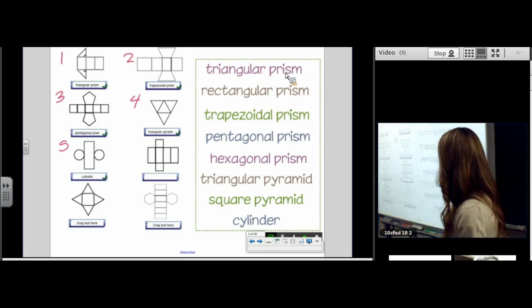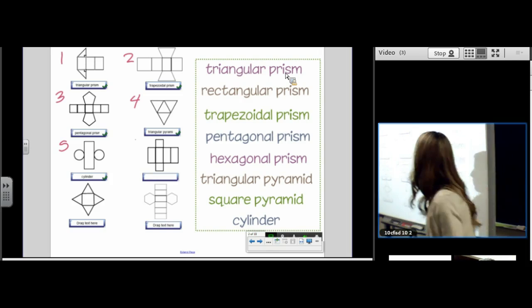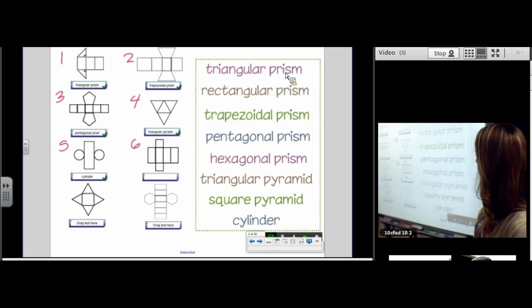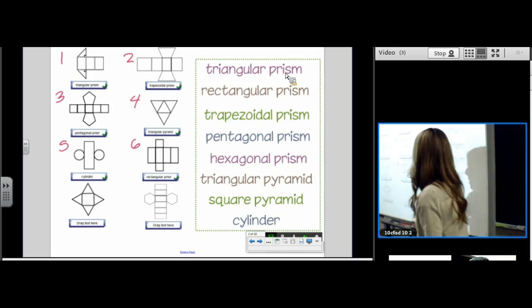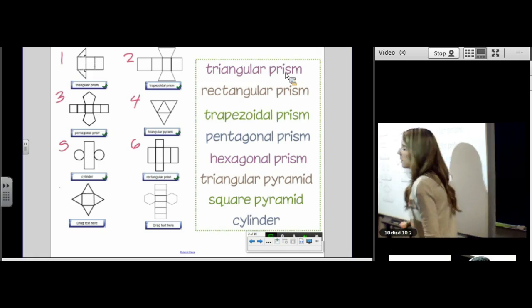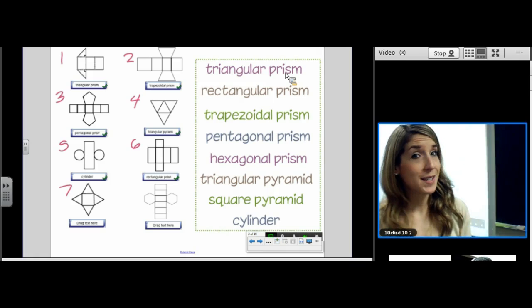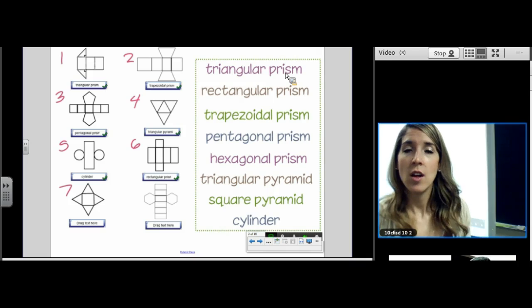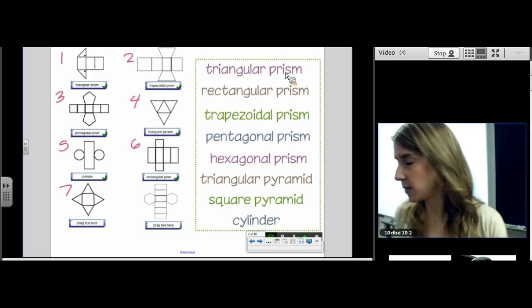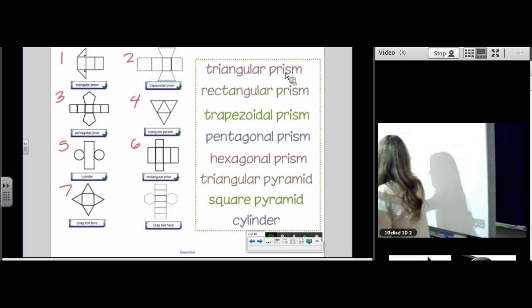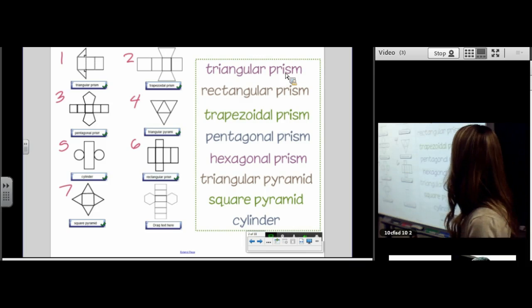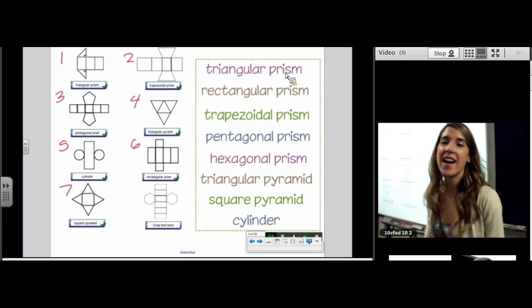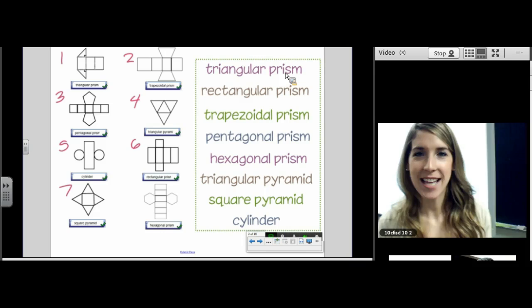Number 6. What's that one? Rectangular prism. Number 7. Be careful, you name it based on its base, so that's not a triangle or anything. What's the base of number 7? Good, square. Square pyramid. And finally, number 8. Hexagonal prism. Okay.